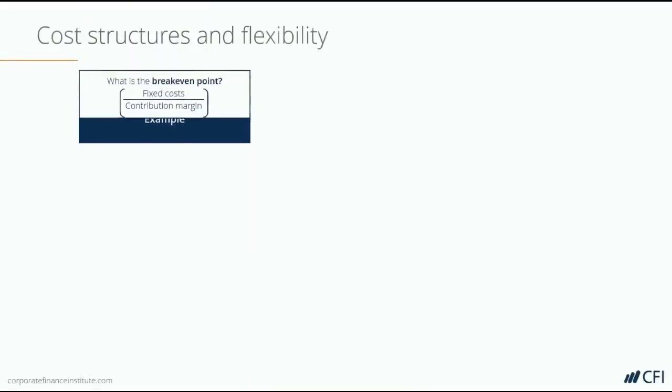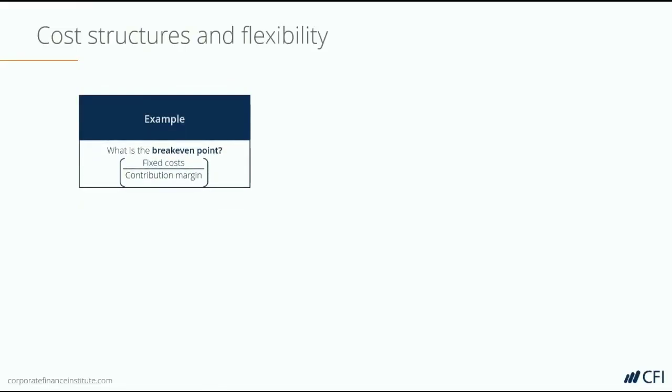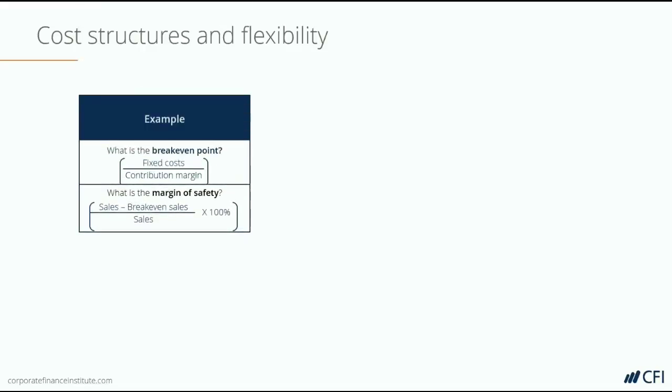We're going to work through an Excel spreadsheet together, and we're going to calculate a few items. The first is the break-even point. It's very important to know how many units a company has to sell in order to break even. Then we'll look at the margin of safety. How much room is there until we get to that break-even point?